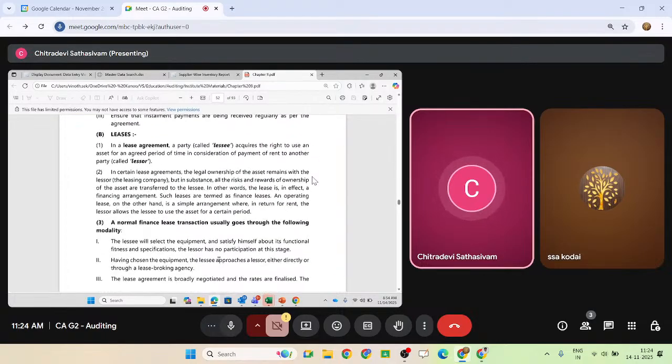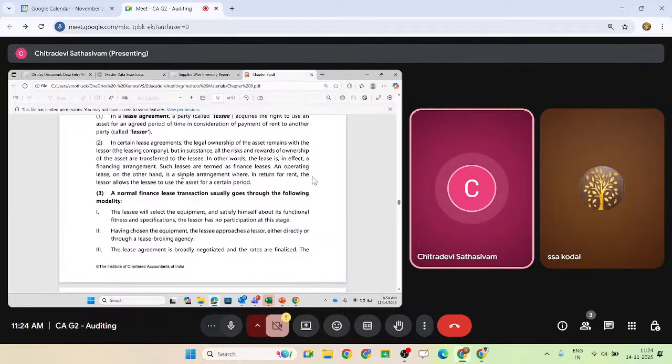As I said, there are two types of leases: the operating lease and the financial lease. And there are two parties, the lessor and the lessee.